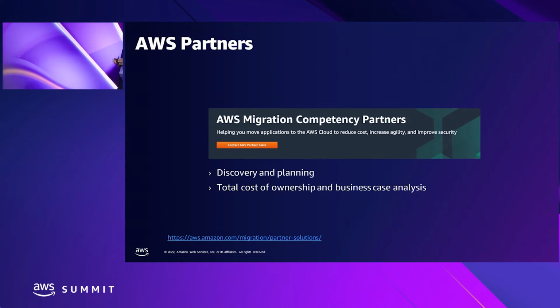Apart from the Cloud Economics team, we also have AWS Migration Competency partners that can work with customers directly, and they will be able to provide the same actions like discovery and planning, identifying the total cost of ownership, and business case analysis. The idea is to scale for the customers. You have both the partners as well as the Cloud Economics team available to start with this process.